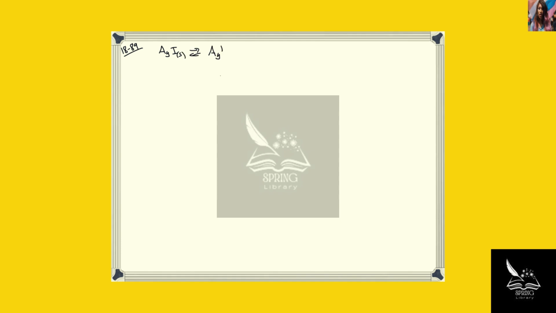So here's the KSP expression for silver iodide. We have silver iodide solid going to silver ion plus iodide anion, and KSP for this is 1.5 times 10 to the negative 16. We also have a reduction potential for silver ion taking on one electron to become silver solid, and this standard reduction potential is 0.80 volts.